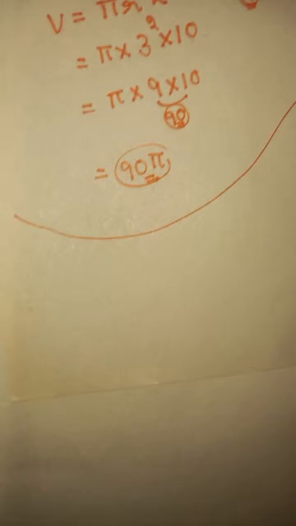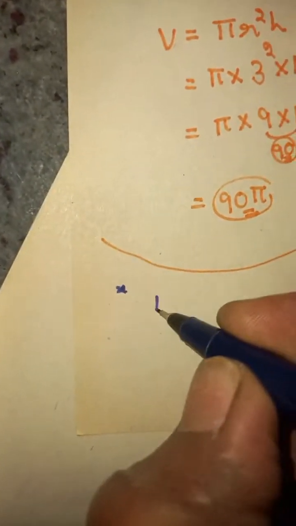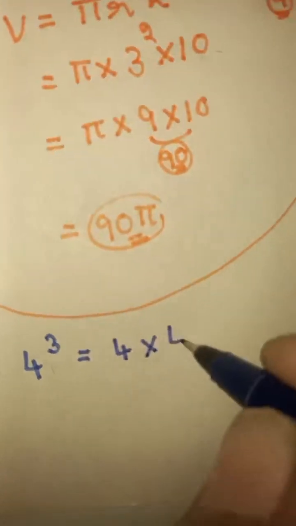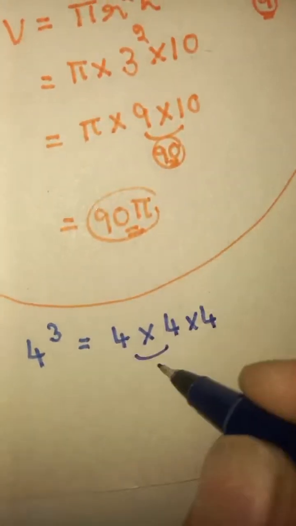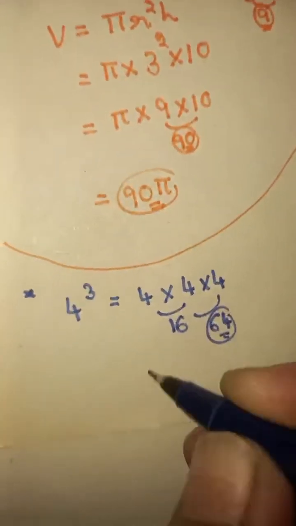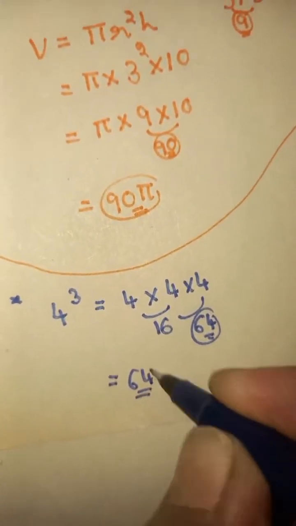Let's take the next problem. Here they are giving 4 power of 3. 4 power of 3 means 4 times 4 times 4. 4 times 4 is 16. 16 times 4 is 64. This is completely equal to 64.